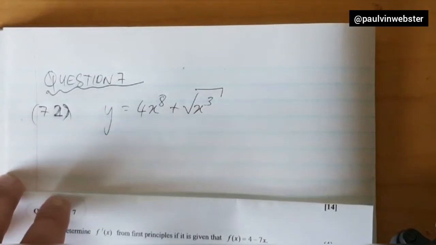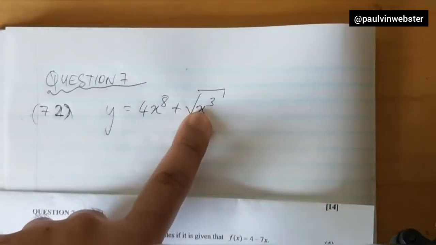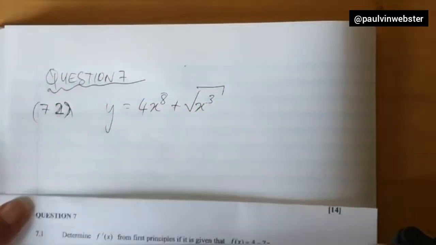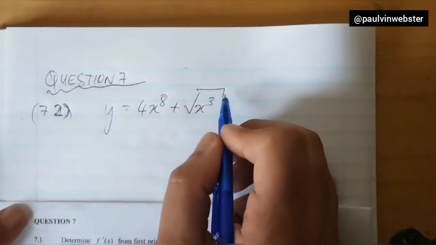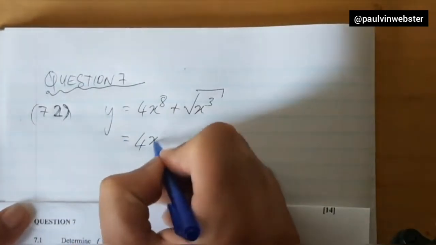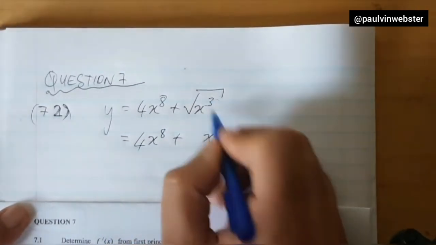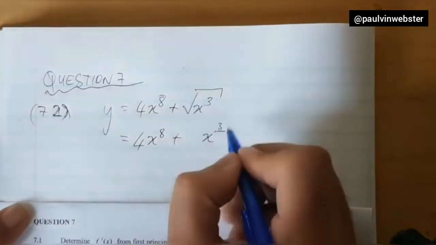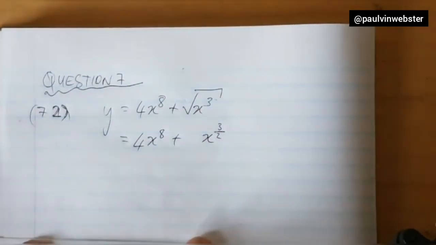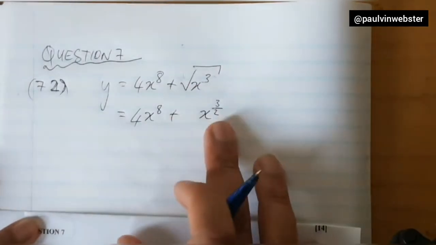So the first thing that I'm going to do is I'm going to rewrite this in such a way that I can derive it, okay? So let's first convert this from surd form to exponential form. So this is going to remain the same, plus x to the power of 3 over 2, with that invisible 2 there. Okay, but that's not the answer. We're not looking for the simplified version. We are trying to derive this.